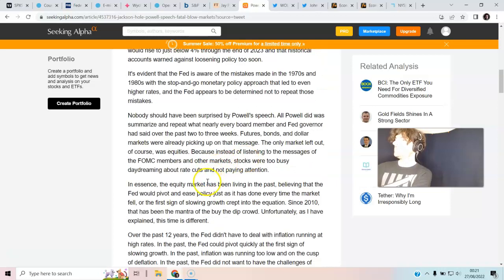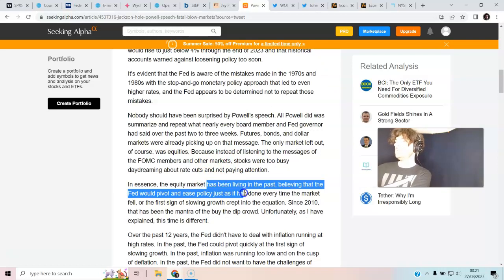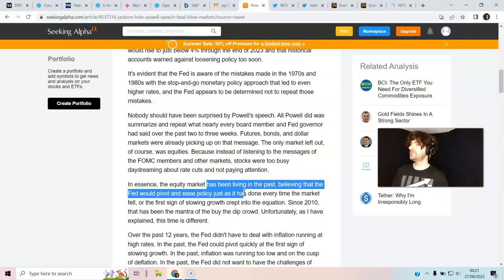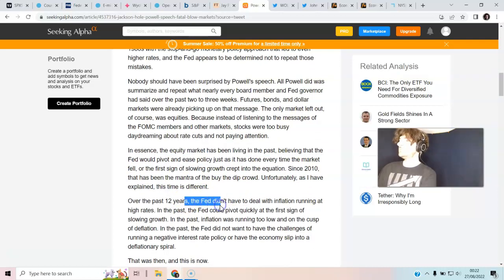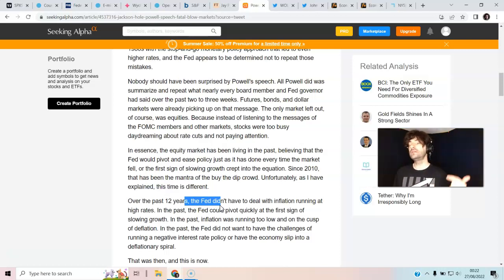In essence, the equity market has been living in the past, believing that the Fed would pivot and ease policy just as it's done every time the market fell. Over the past 12 years, this is important, the Fed didn't have to deal with inflation running at high rates. In the past, inflation was running too low and on the cusp of deflation. If you remember, the ECB with Draghi and Bernanke and then Yellen were really hammering in the message that the central banks would want to take inflation up to 2%, or close to 2%. That was a message repeated. I remember Bernanke saying it, Yellen saying it, and Draghi saying constantly the 2% mantra because inflation was too low.